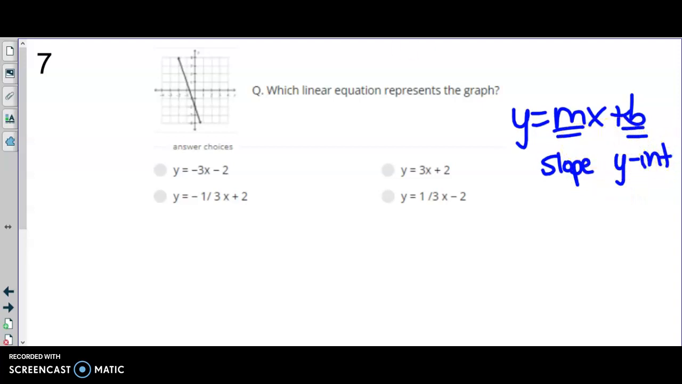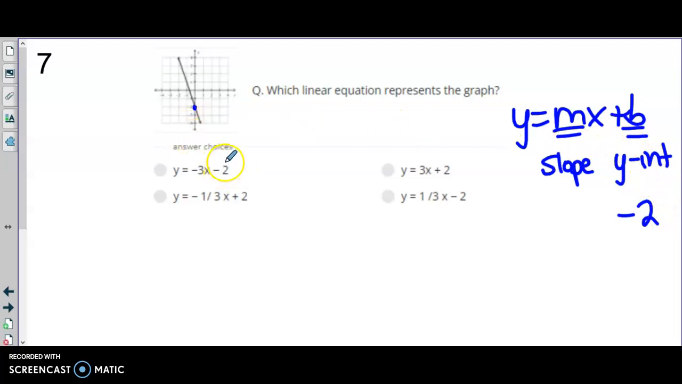y-intercept. So if we want to look over here and identify which equation matches, the first thing I like to do is find the y-intercept. Now remember, the y-intercept is wherever it crosses the y-axis. And it crosses the y-axis down here at -2. So I know that my y-intercept has to be a -2.